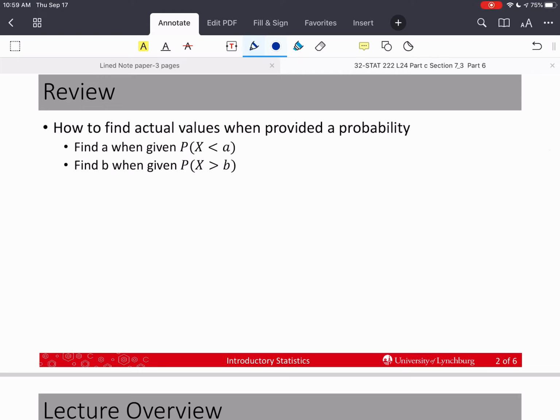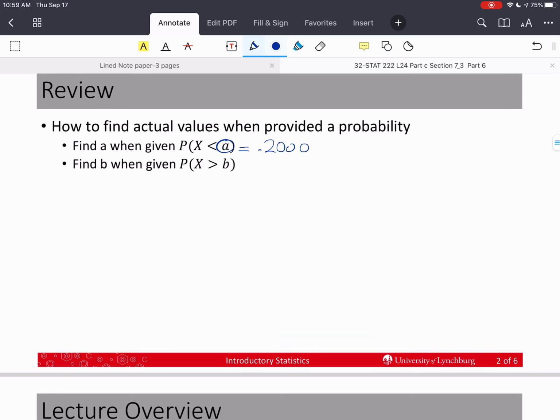Okay, so last time, in the videos by some other people, we found how to find a raw score when we're given a probability. So we're given this probability, let's say P(x < a) = 0.200, and we want to find the value of a, which is a raw score. And so we first have to find the z-score that goes with this.